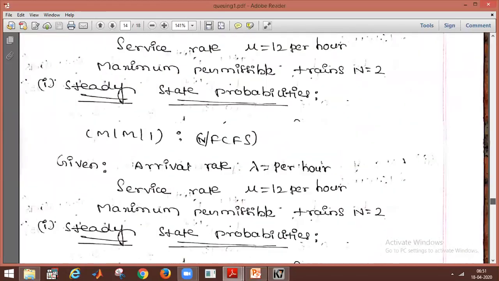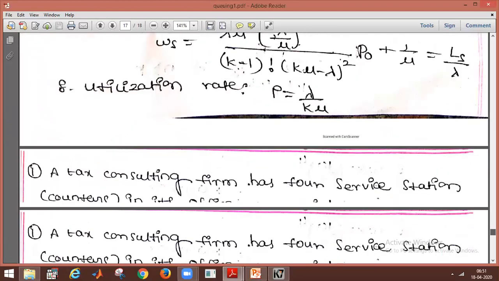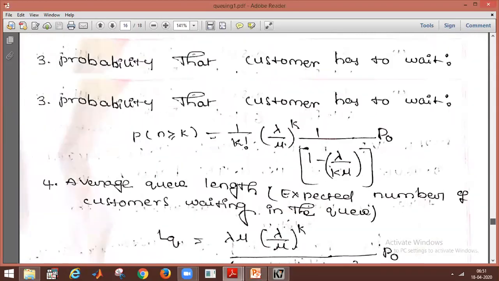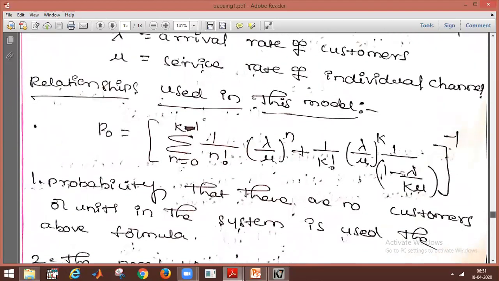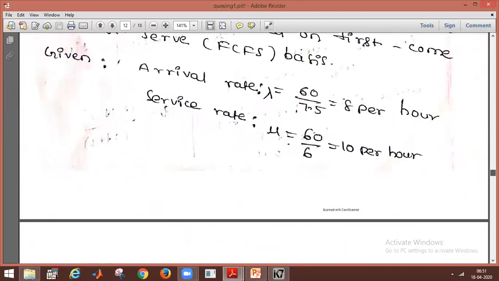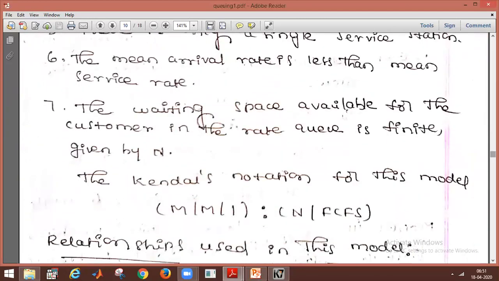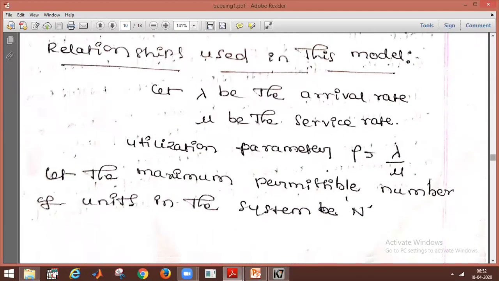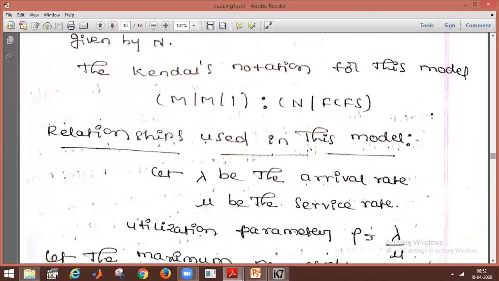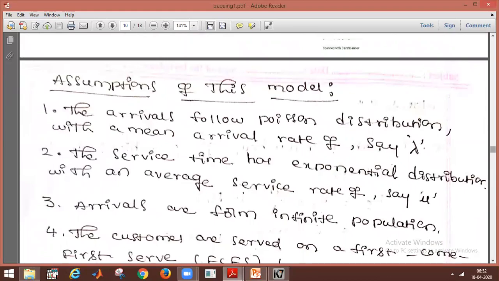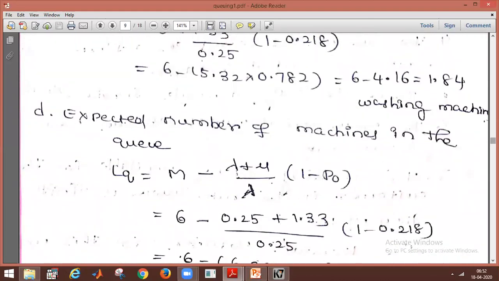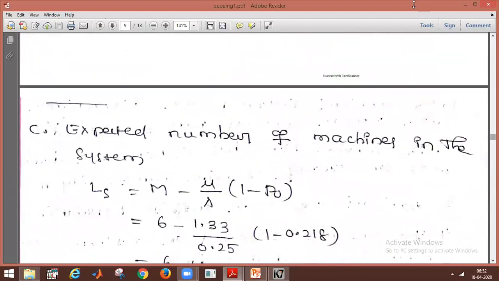This is method 2. In the second method, we have to explain the three problems. Okay, thank you.